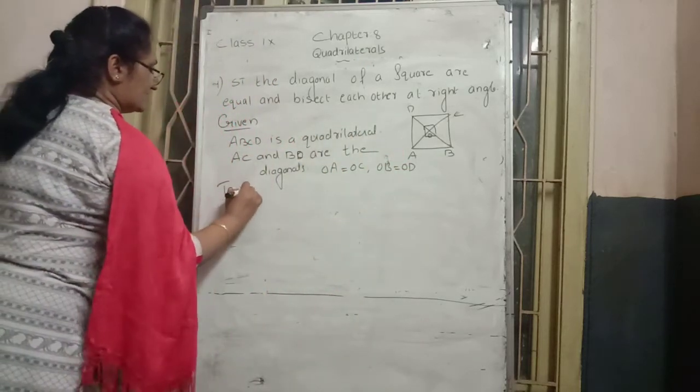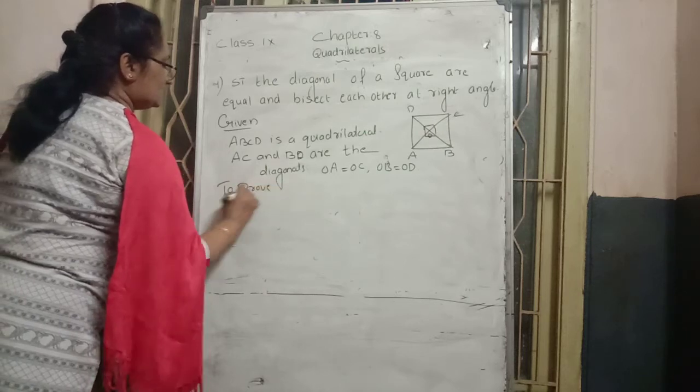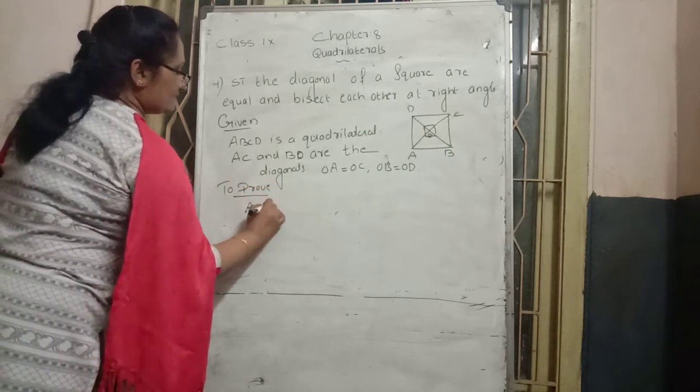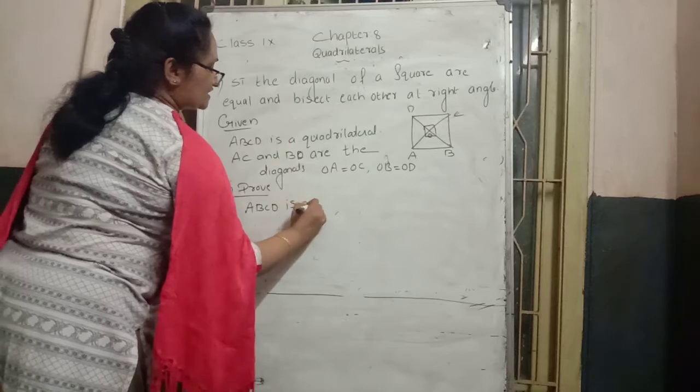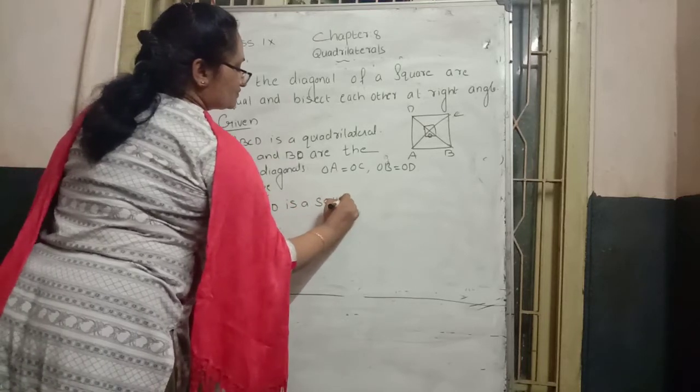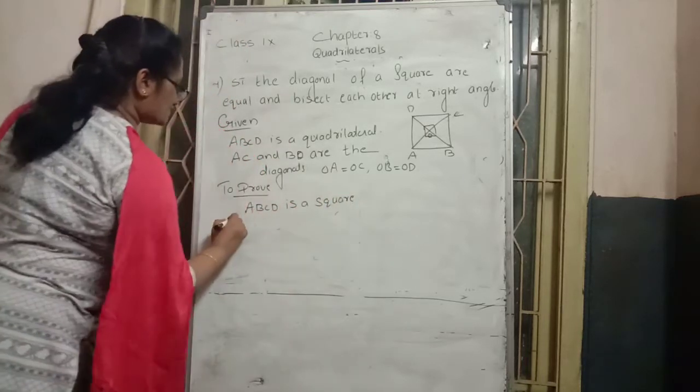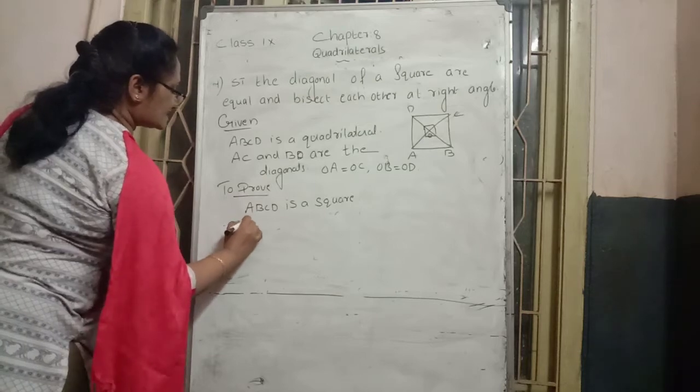To prove what we want to prove: ABCD is a square. Show that it is a square. So we want to prove it is a square. Proof.